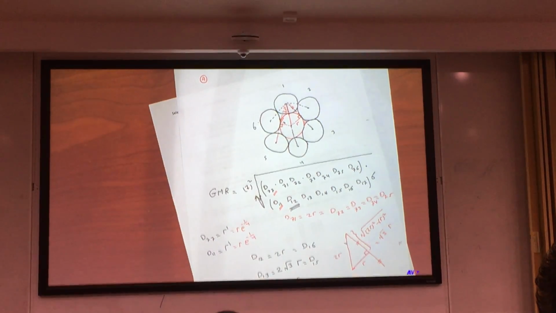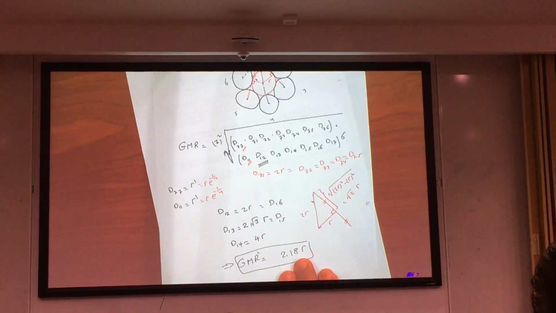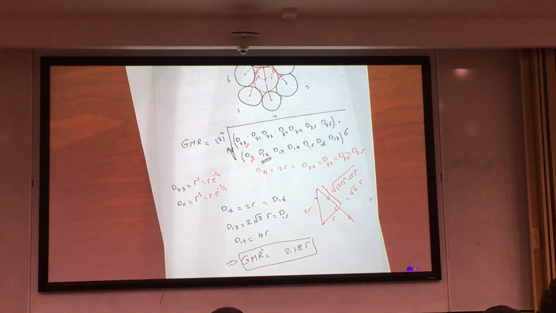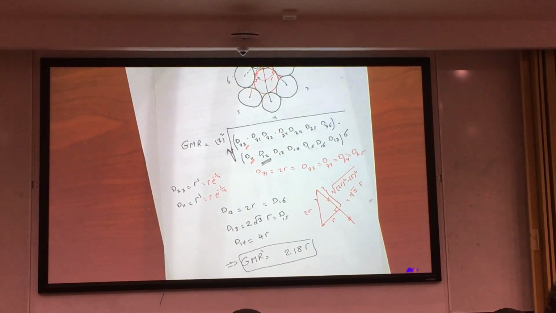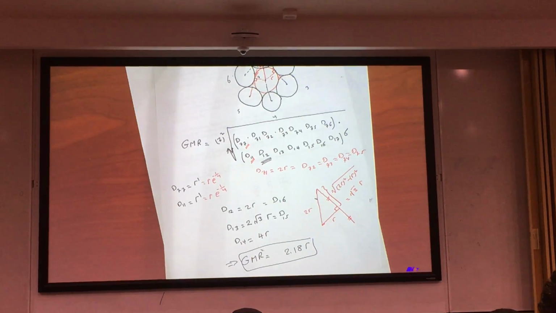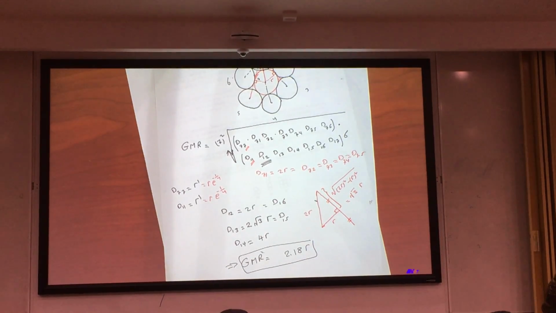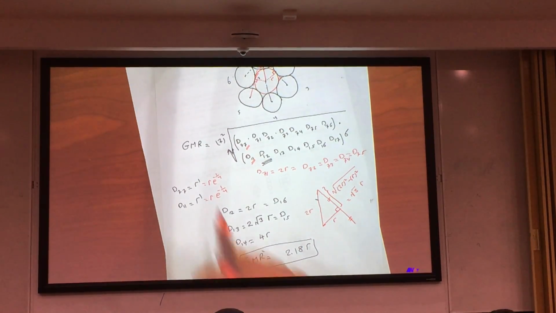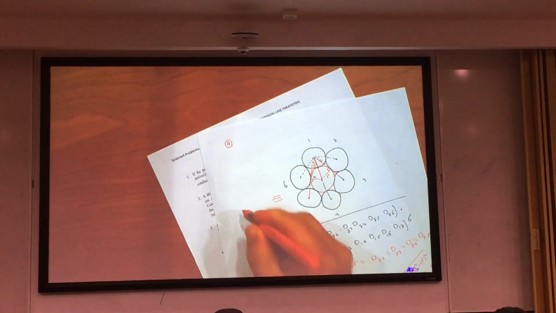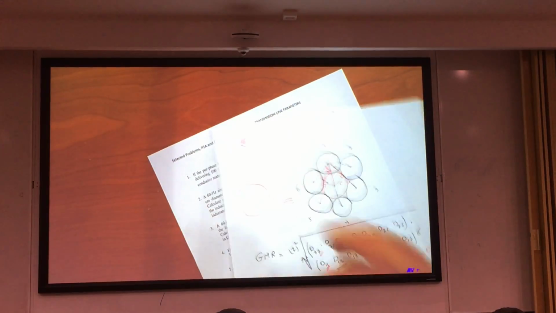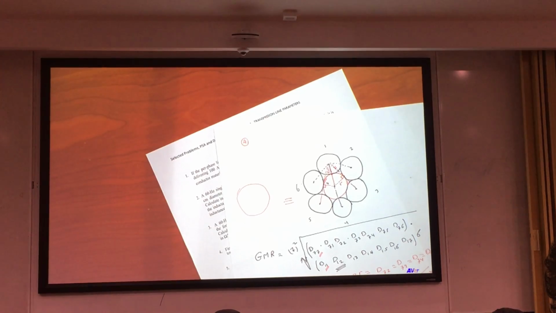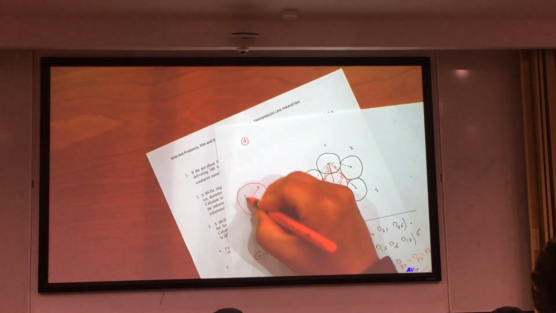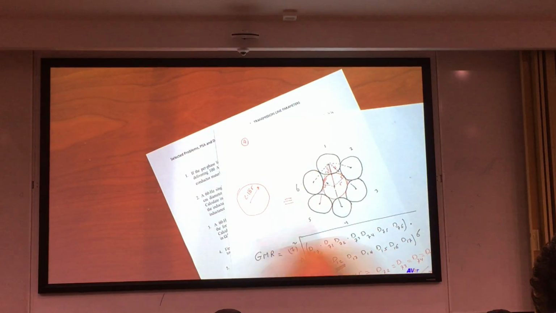So what does this answer mean? It means you can replace all of these 7 bundled conductors, with radius R of each, by one conductor of radius 2.18 R, and it will give you the same performance. So all of this can be replaced by one conductor. Of course, the diameter here will be bigger, and this radius is 2.18 R. That's equivalent to this one. That's the meaning here.